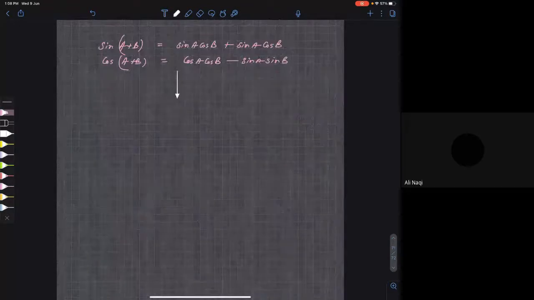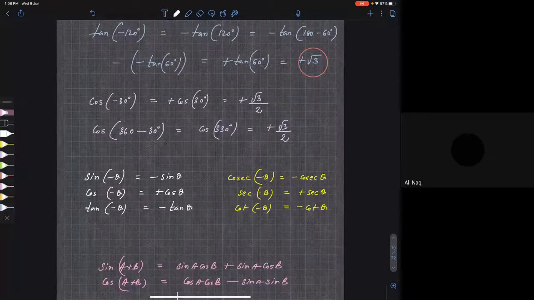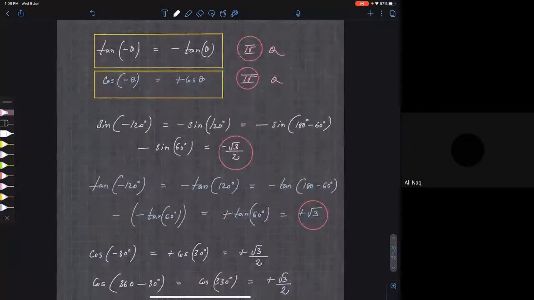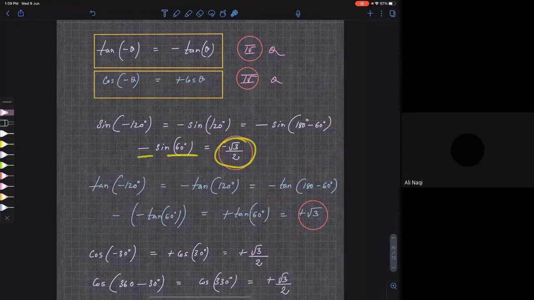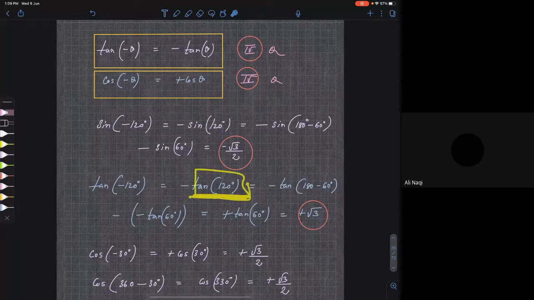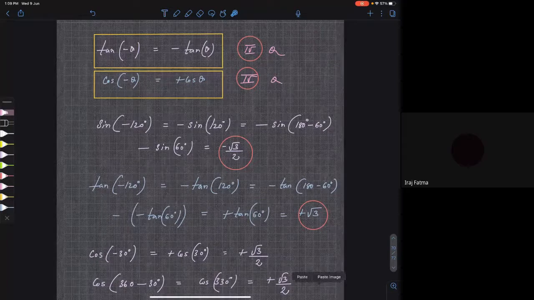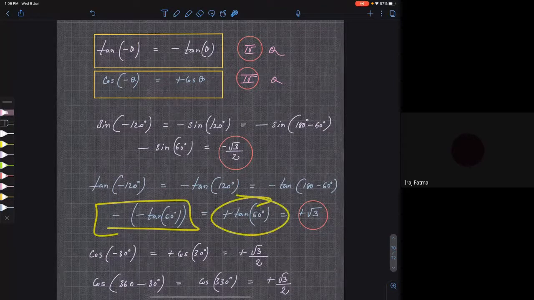Why is sine negative? Because in third quadrant sine is negative. So here you have taken the negative sign already according to the formula. But sine of 120 is positive, right? So negative into positive is negative. And when you take minus outside, what is tan of 120? Tan of 120 is negative, right? Because 120 is in second quadrant. So minus of minus will be plus. You are getting my point?